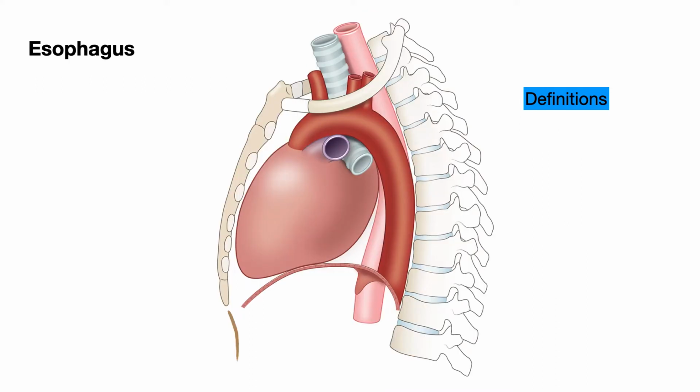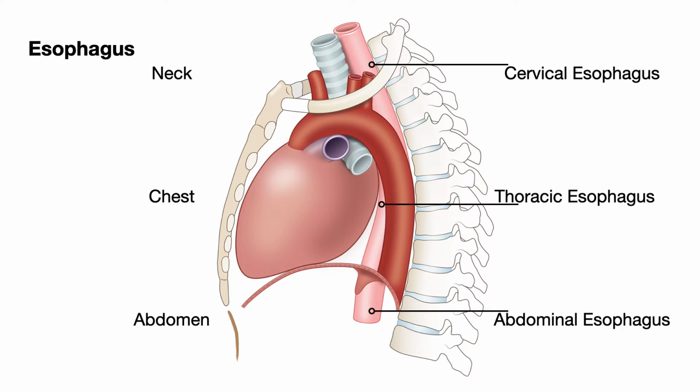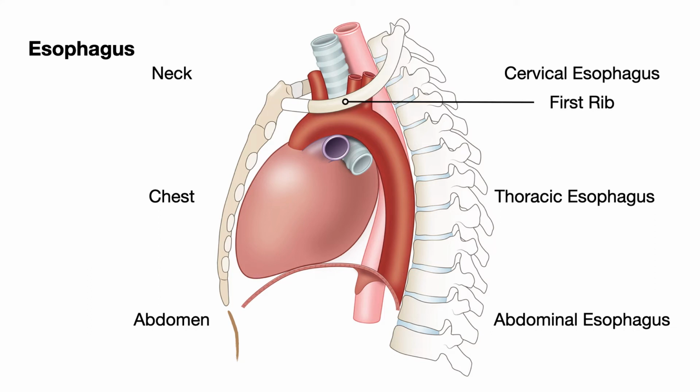And some more definitions. Anterior, that is front. Posterior, that is back. Superior, that is the top. And inferior, that's the bottom. And as you can see here, the esophagus goes through the neck, chest, and abdomen. The portion of the esophagus in the neck is called cervical esophagus, in the chest, thoracic esophagus, in the abdomen, abdominal esophagus. First rib separates the neck and the chest, and the diaphragm separates the chest from the abdomen.